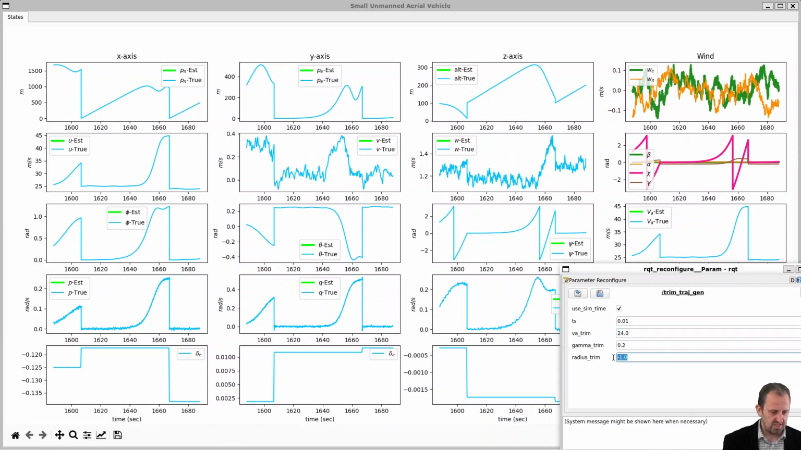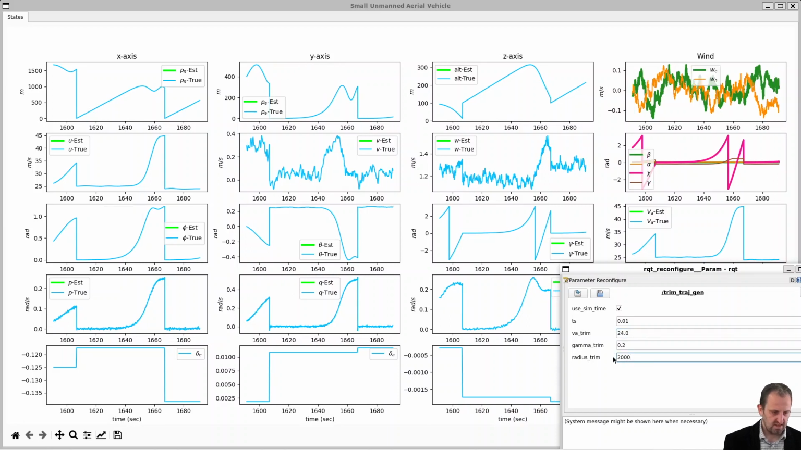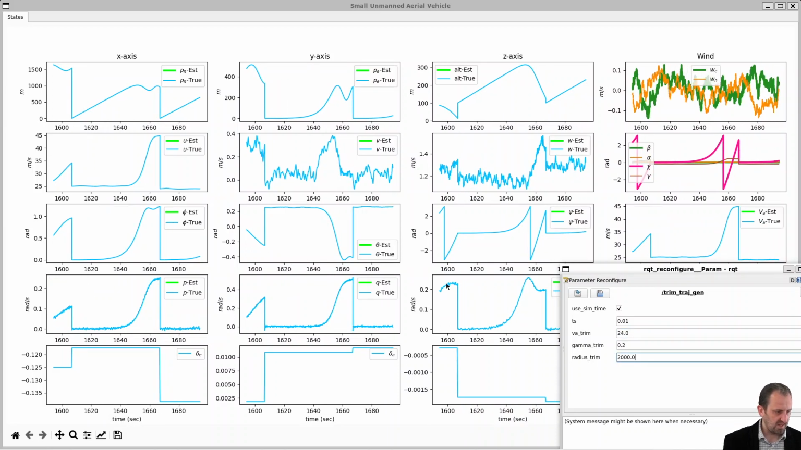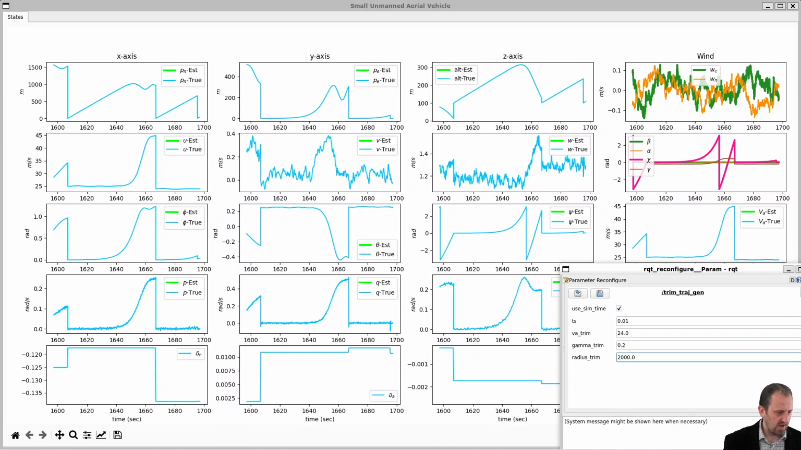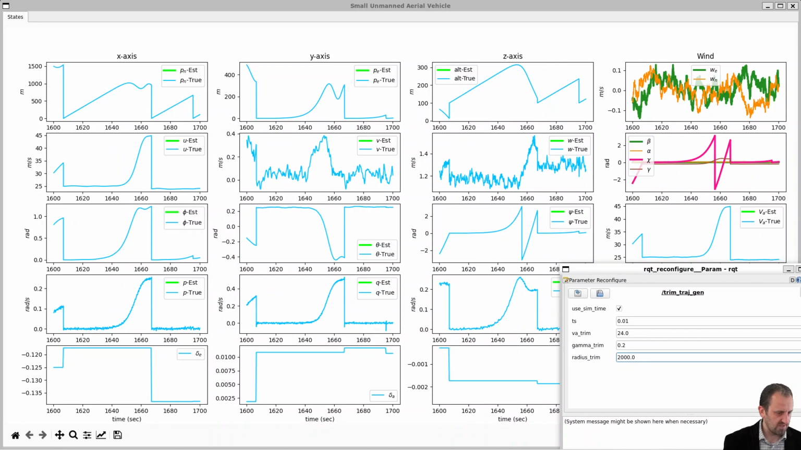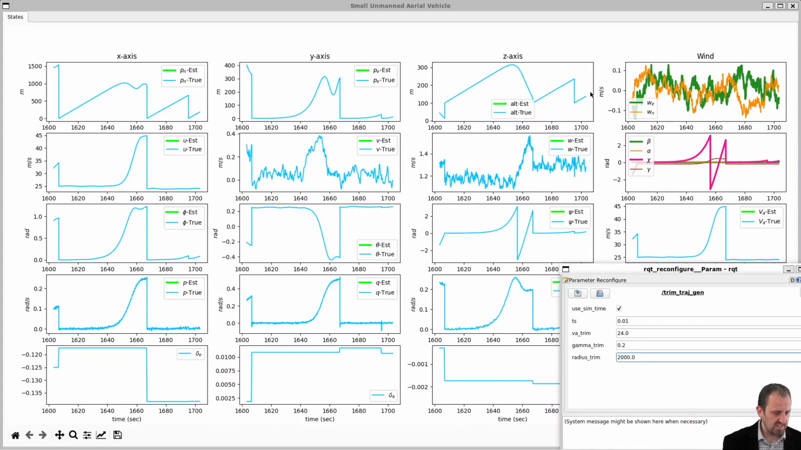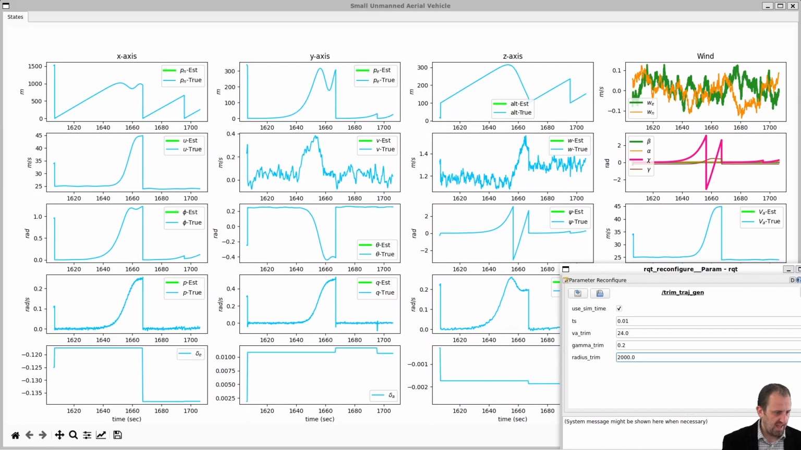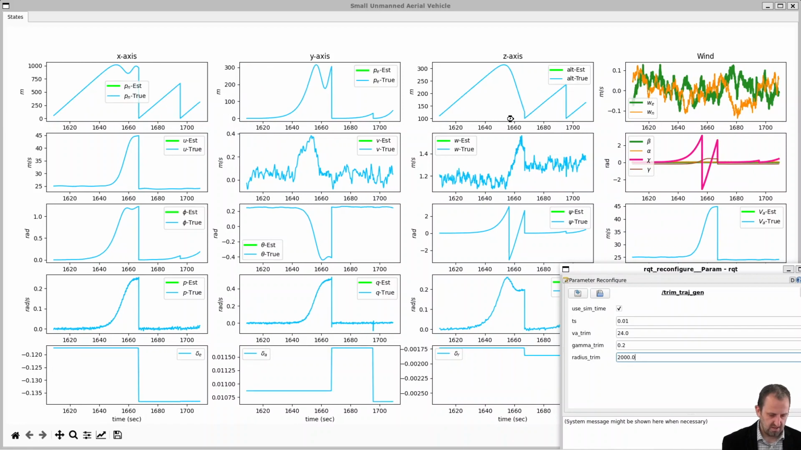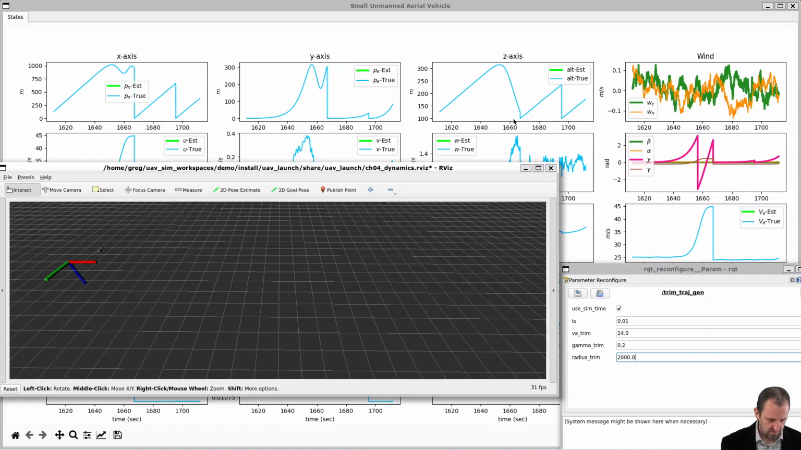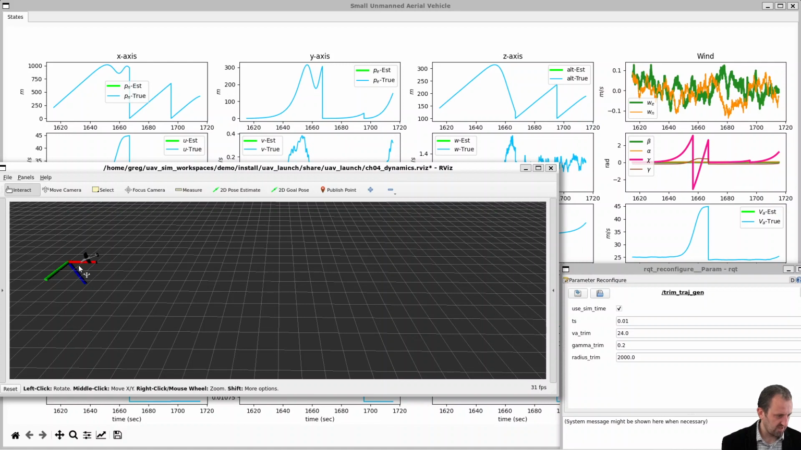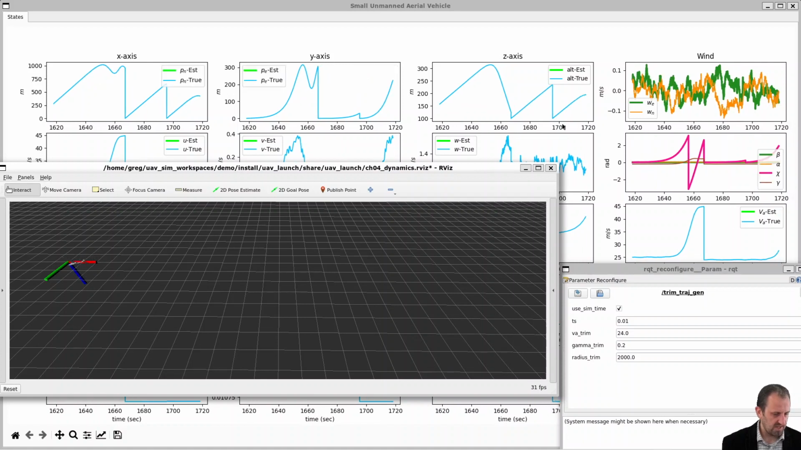Now, if we change our radius, we'll see that both our x and our y will start to change. Once it's reset, we'll still be able to climb in the z direction, and we'll see that. Let's bring back the aircraft. We'll see that it's now starting to fall off its trim trajectory. So now we're starting to go back down.